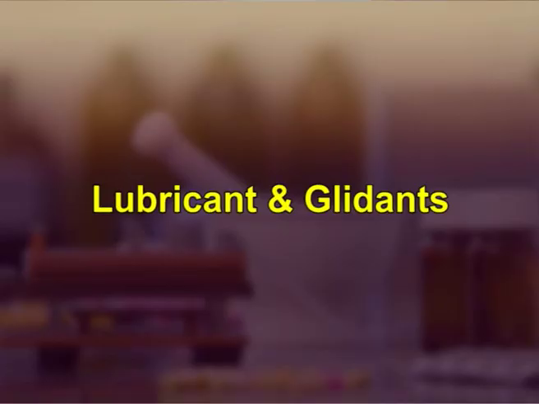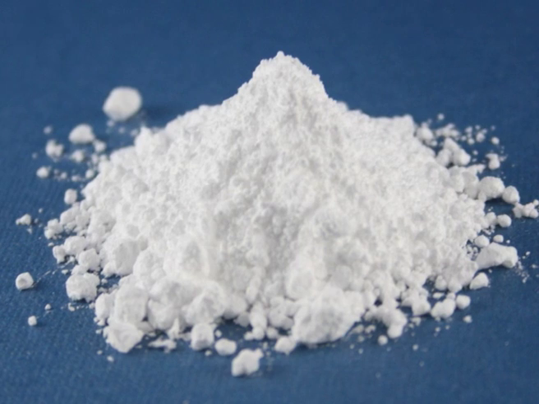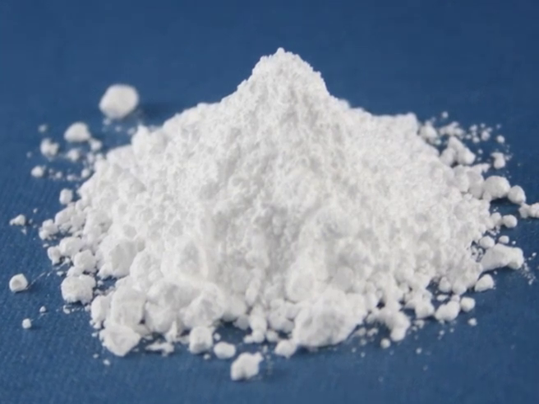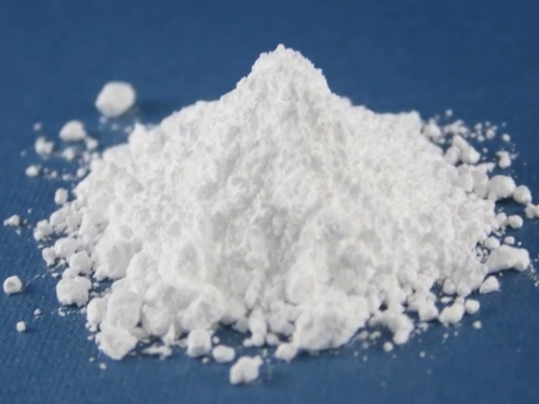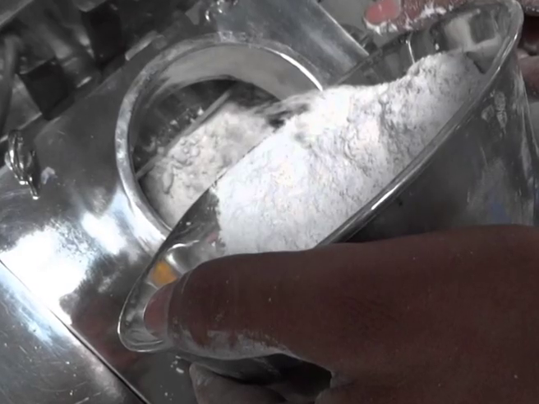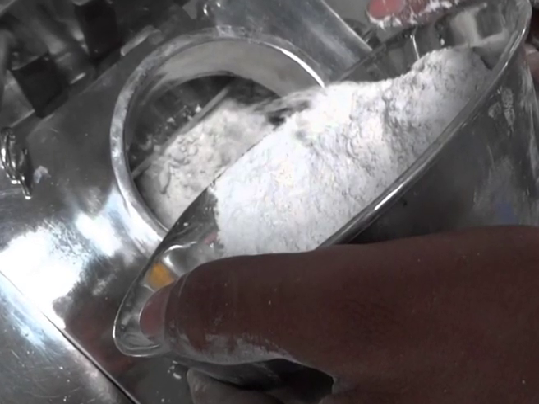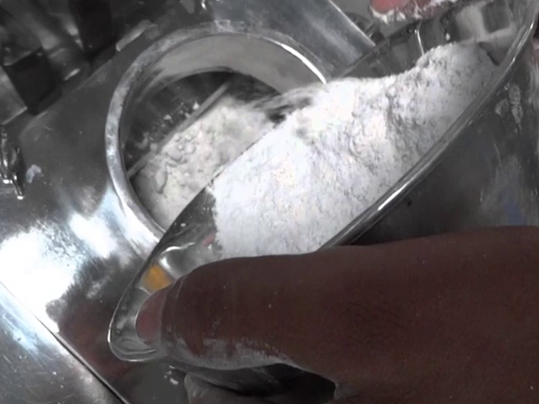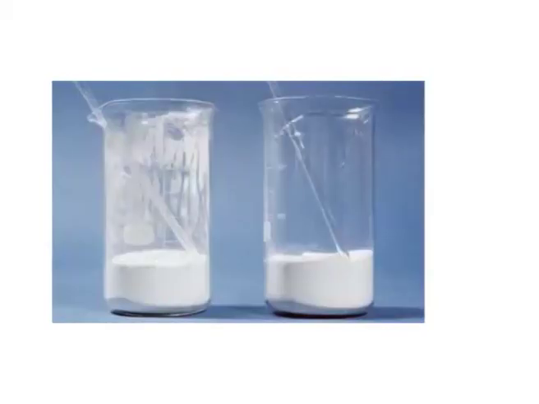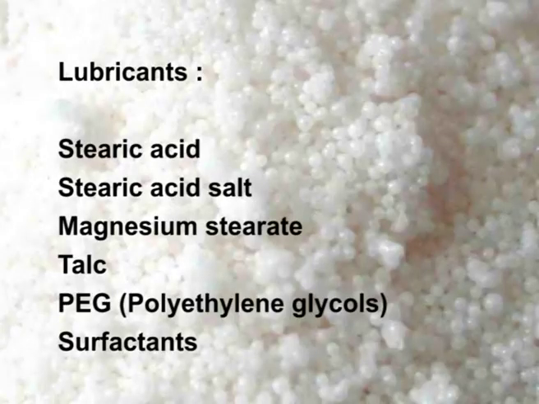Next additive is the lubricant and glidant. Lubricants are intended to prevent the adhesion of tablet material to the surface of dies and punches, which reduces interparticulate friction and may improve the rate of flow of the tablet granulation. Glidants are intended to promote the flow of granules or powder material by reducing the friction between the particles. For example, lubricants: stearic acid salts, stearic acid, magnesium stearate, talc, polyethylene glycols.